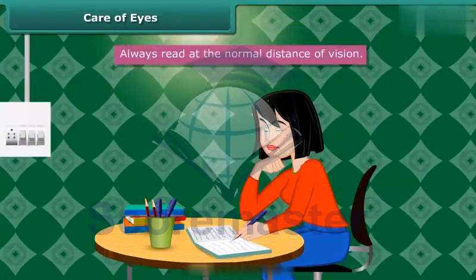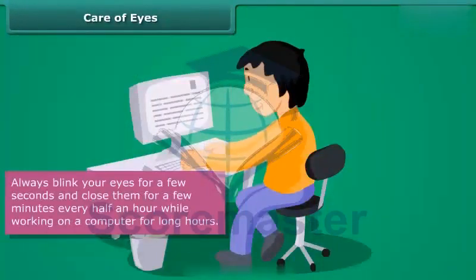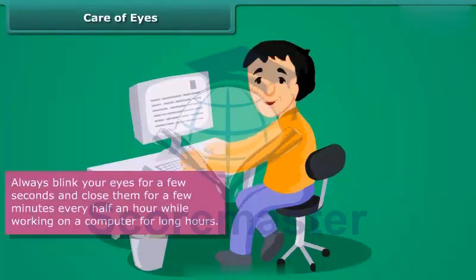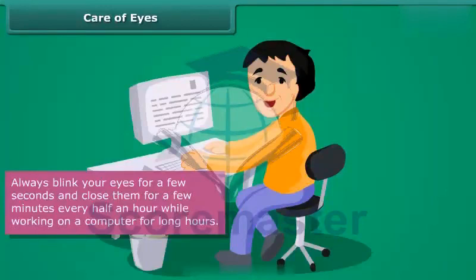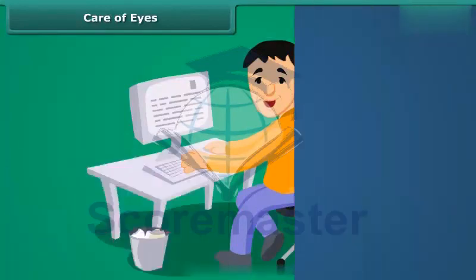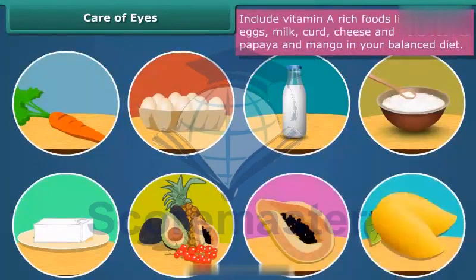Always read at the normal distance of vision. Always blink your eyes for a few seconds and close them for a few minutes every half an hour while working on a computer for long hours. Include vitamin A-rich foods like carrots, eggs, milk, curd, cheese, and fruits such as papaya and mango in your balanced diet.